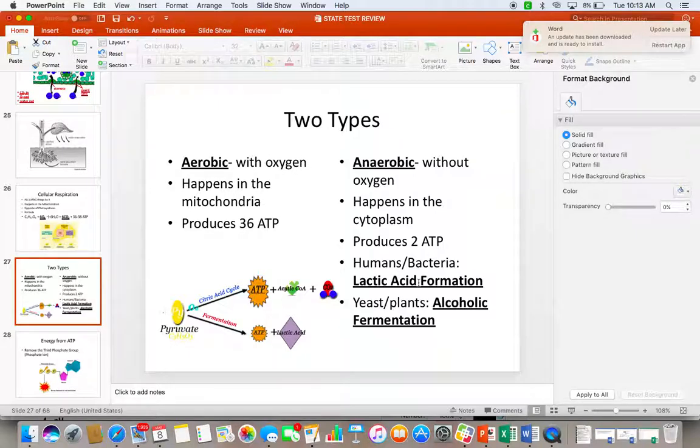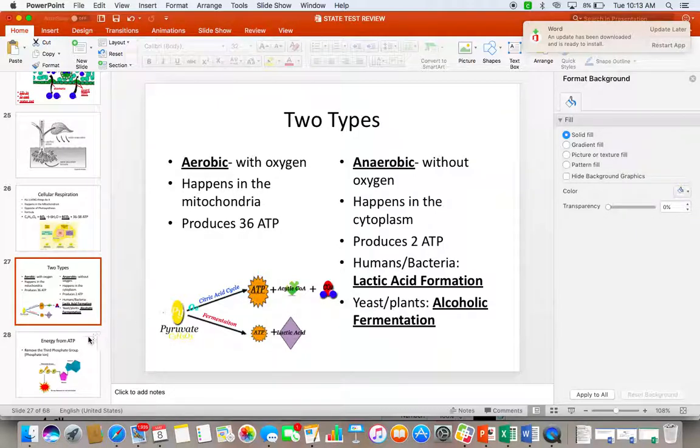Okay, plants and yeast can do the same thing, but they're going to do alcoholic fermentation. So they're going to produce alcohol and carbon dioxide as the waste product of this process. That's how beer and wine, everything over at the liquor store, is made: through alcoholic fermentation.